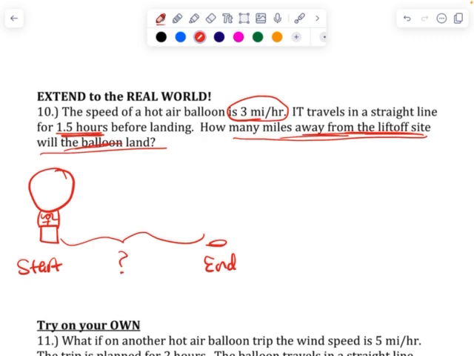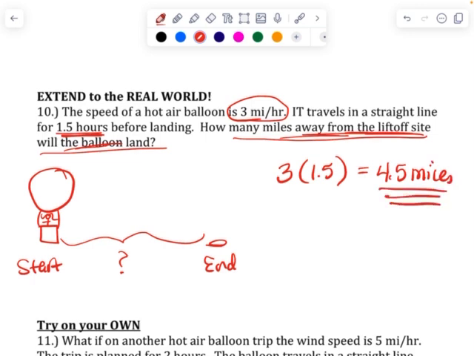Well, if the hot air balloon is traveling at a speed of 3 miles per hour and it's traveling for 1.5 hours, I'm going to multiply those. And I have a positive 3 times a positive 1.5, and I'll get 4.5 miles. So this hot air balloon will travel 4.5 miles away from the liftoff site. Please make sure you add a label. When we have a word problem, we should always have a word label.